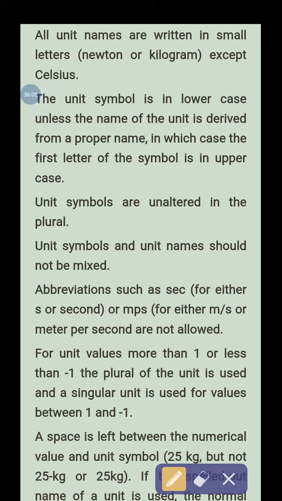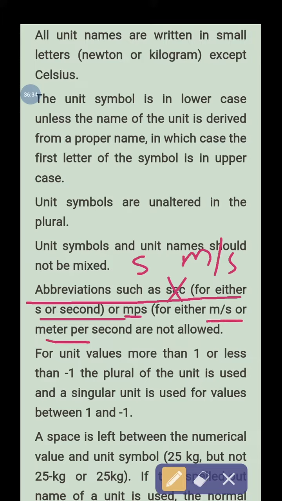Abbreviations such as sec for second, or amperes for meter per second, are not allowed. So we have to manage it. Write second for s, not sec. Write meter per second, not ampere, because it can be m/s or meter per second. It is not allowed.